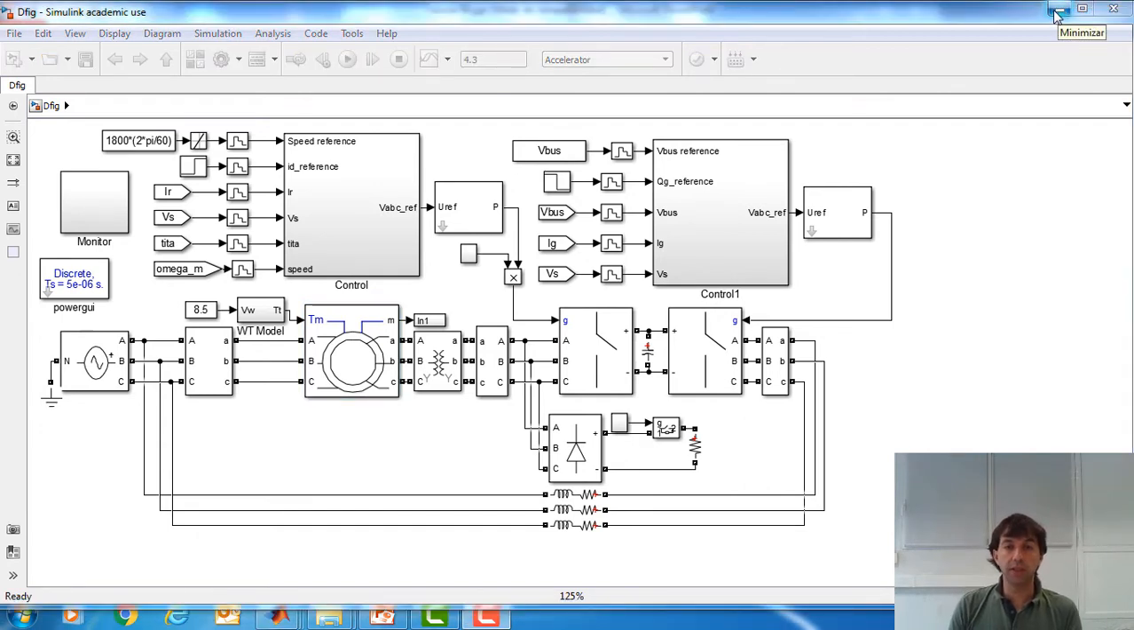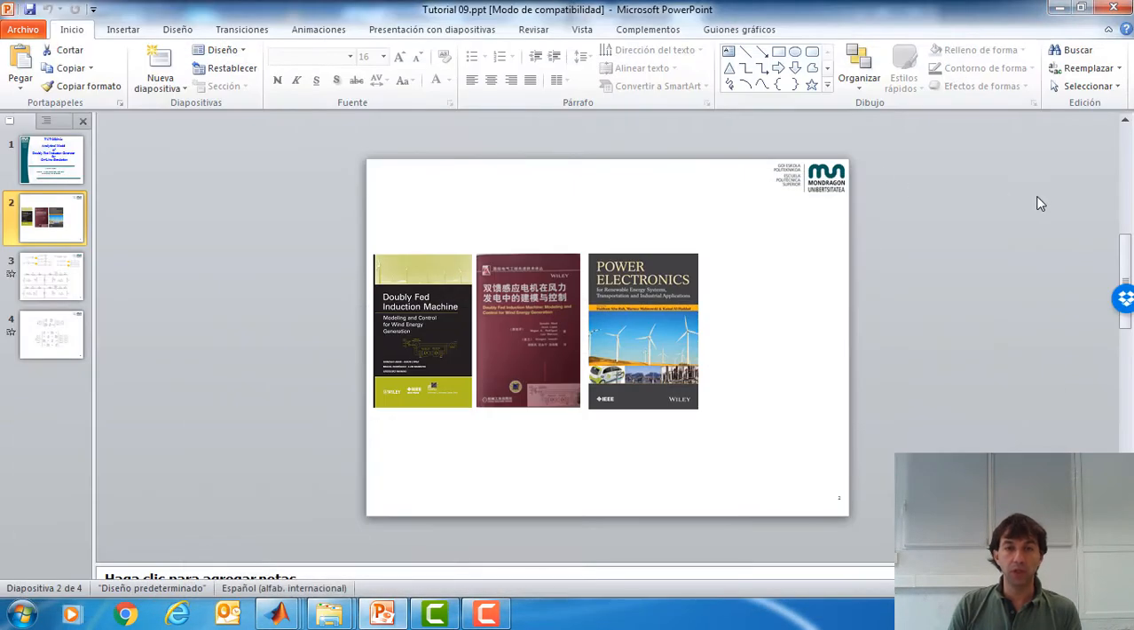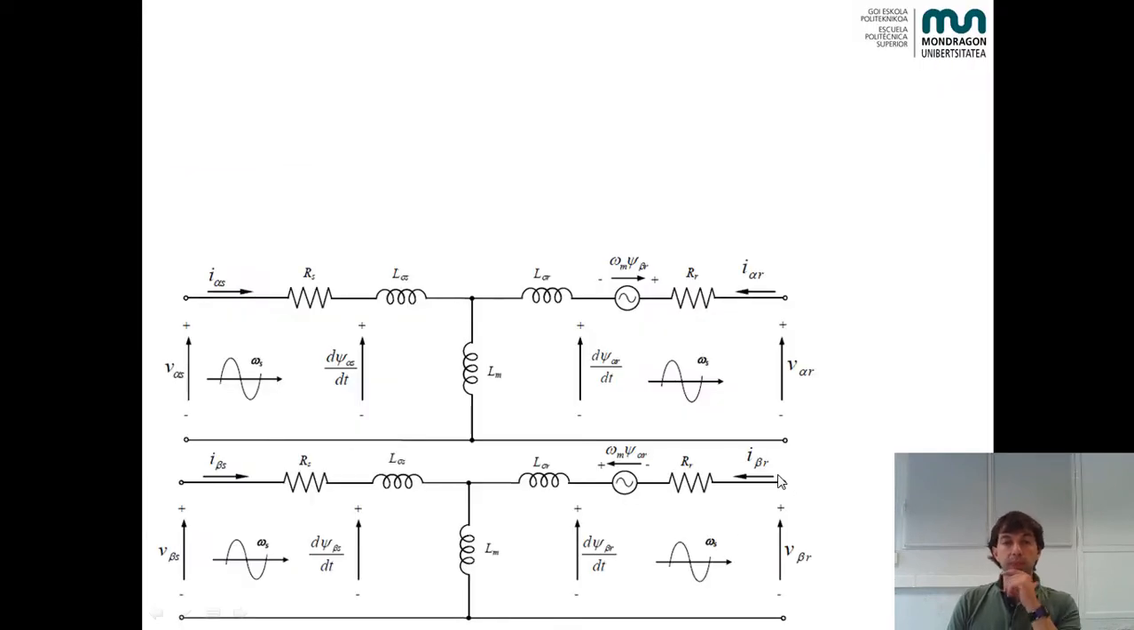So first of all, let's do a little bit of theory about this generator model. So let's go to the PowerPoint program. Here it is. Our starting point is going to be the doubly fed induction machine model in alpha beta, or stationary reference frame, representation, which can be seen here. Here we have the alpha component, and here we have the beta component of the equivalent electrical circuit. This is the analytical model from which we are going to start everything.